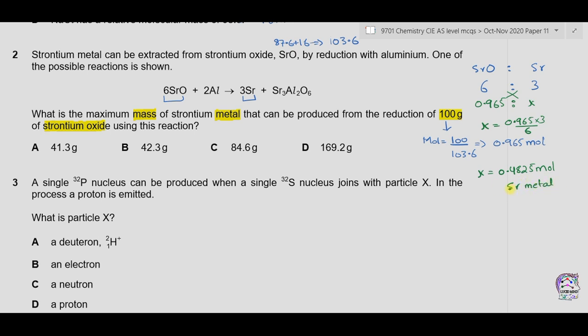Now let's convert this moles into mass. We have mass is equal to moles into Mr, or atomic mass in this case. Putting values, we have 0.4825 moles of strontium into atomic mass of strontium, which is 87.6. It comes equal to 42.26 grams. The answer is therefore 42.3 grams.